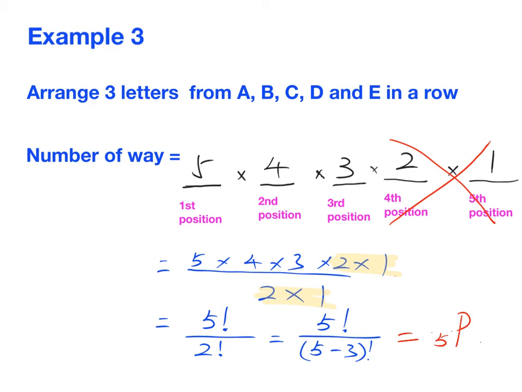And we define this as 5P3. That means if we have 5 objects, we choose 3 objects and arrange them in a row. 5P3 equals 60. You can use your calculator to check: is 5P3 equal to 5 times 4 times 3? Both of them should equal 60.